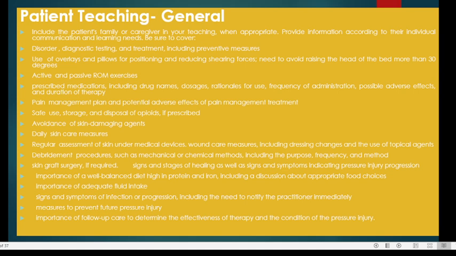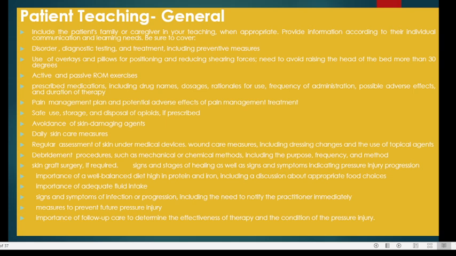What about the patient teaching in general? We're saying in general, you include the patient's family and caregiver in the teaching where appropriate and provide information according to the individual's communication and learning needs. Be sure to cover the disorder, the diagnostic testing and treatment, including preventive measures, use of overlays and pillows for positioning and reducing shearing forces. Need to avoid raising the head of the bed more than 30 degrees. Okay. Active and passive range of motion exercise.